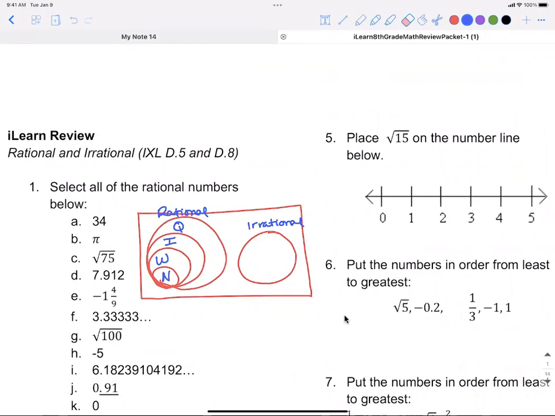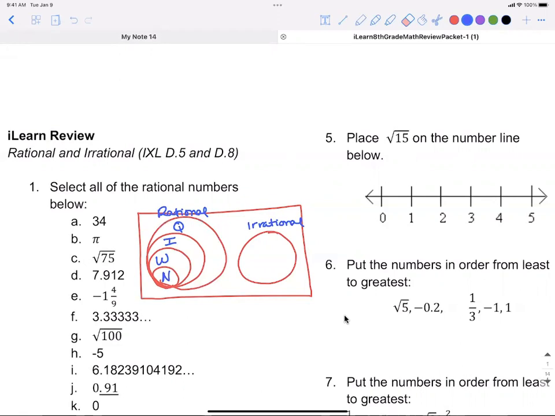So if you were absent for any of the packet review that we've done over the last couple of weeks and you need help completing the pages that you missed, pull up the appropriate video and skip ahead to whichever problems you need, and then you can watch the video and do the packet along with me so that you can still get your full 50 points when you turn it in on Monday.